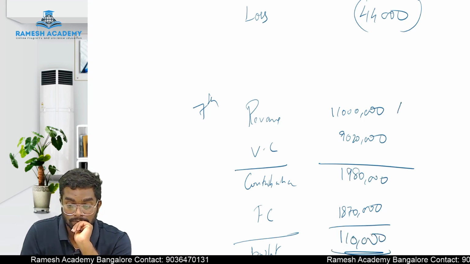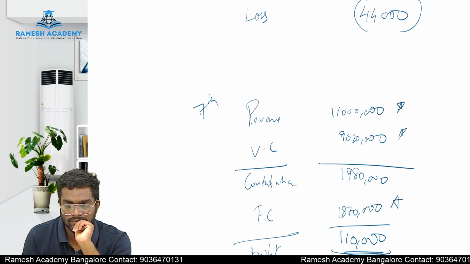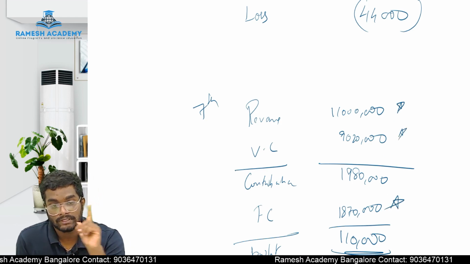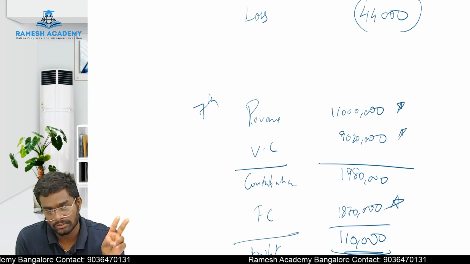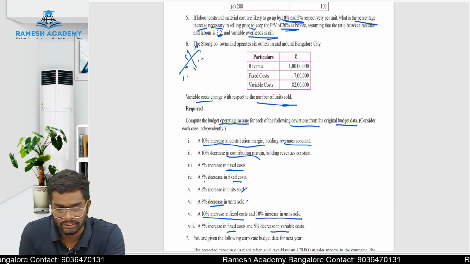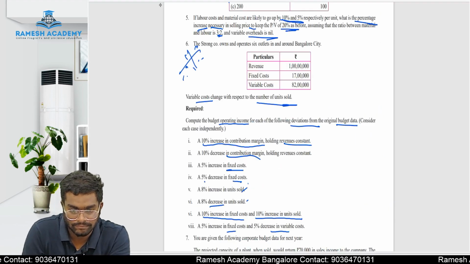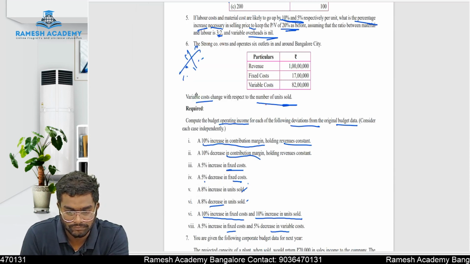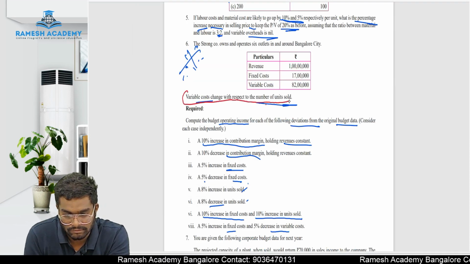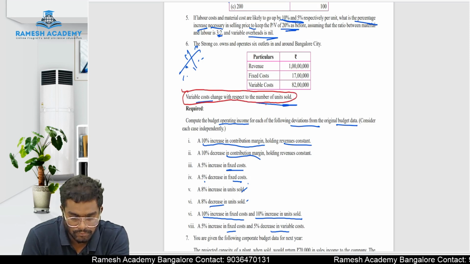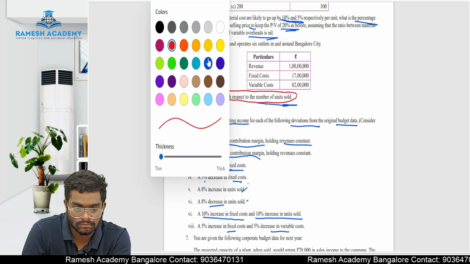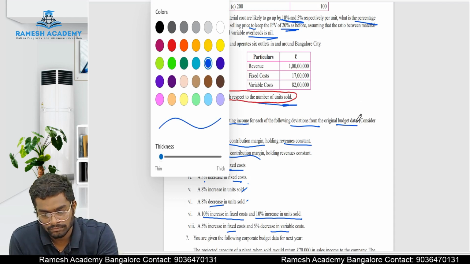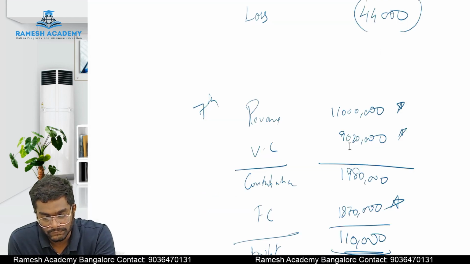Please be informed here because 3 things have changed at a time. If the units are sold, variable cost will change because they have given in the question itself. If you can see this line, I'll highlight this. So this is more important here. So that is the thing.